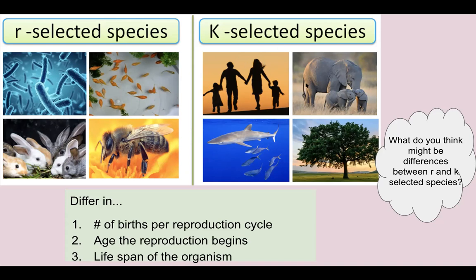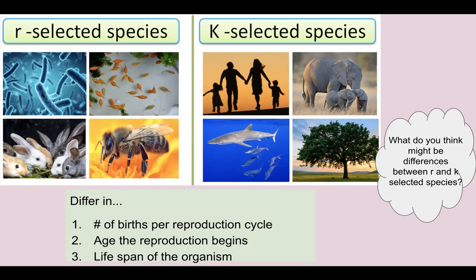So the K-strategist, or the K species, they live in a fairly predictable environment. And as we can see from the pictures, they're usually going to be your larger species. They usually have a longer lifespan. They usually have fewer offspring, and they provide more parental care because they have fewer offspring. And their chances of surviving are usually controlled by density dependent factors.